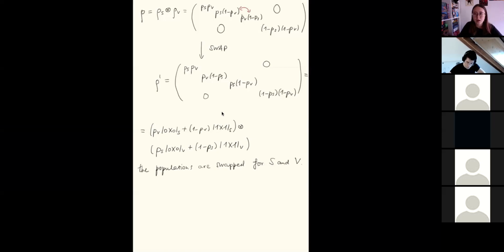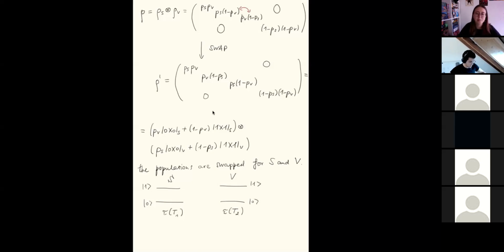So the question is now, how can we interpret this thermodynamically? The idea here is as follows. Suppose that you have these two qubits, S and V, and we interpret their diagonal states as thermal states. The state of the system S is a thermal state for some temperature T1, and the state of the system V is a thermal state for some temperature T2.